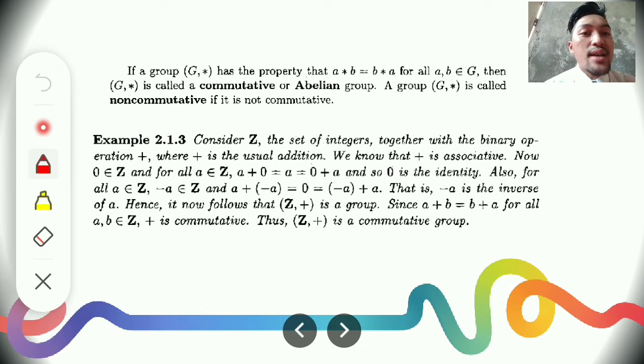Hence, it now follows that the integers with the binary operation plus form a group, since a + b = b + a for all a, b in Z. And then our binary operation, which is plus, or the addition, is called commutative. Thus, (Z, +) is a commutative group.